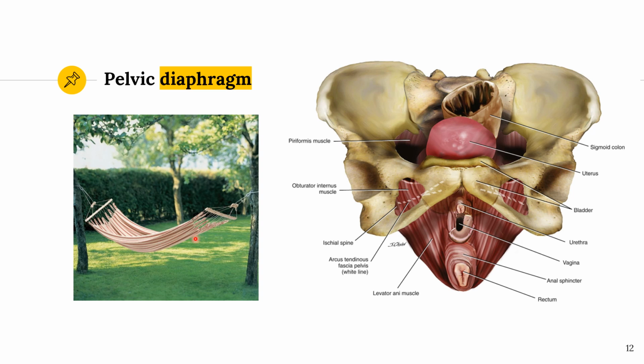As much as the importance of the hammock being strong enough to provide support to things or people on it, it is very crucial that the attachment of the hammock is well preserved as well to allow it to function well. Same goes for our pelvic diaphragm muscles. It must be strong enough to support the pelvic organs above it, and the attachment of these muscles must remain intact. Otherwise, it will result in pelvic organ prolapse.